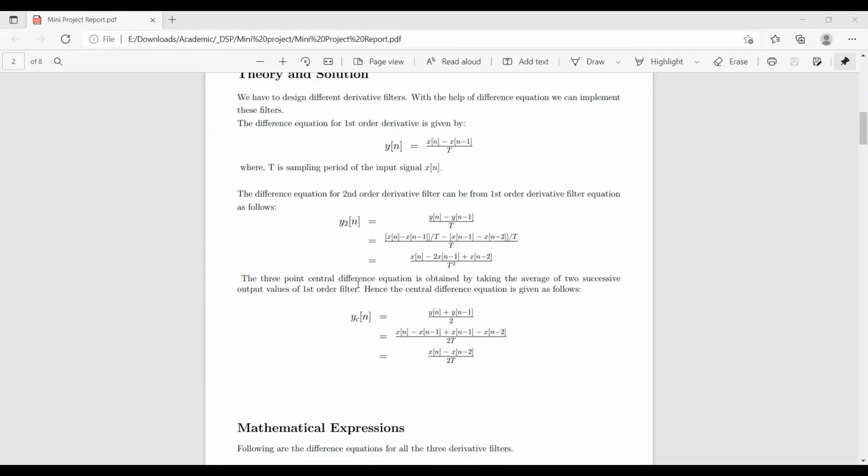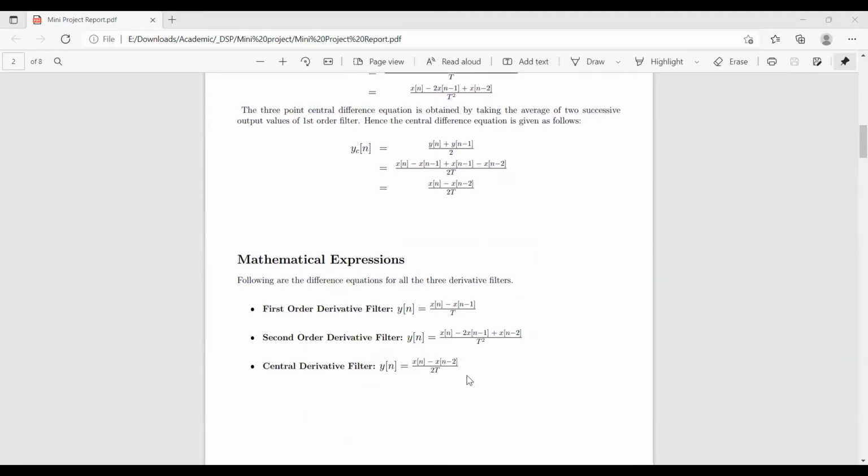And to get the difference equation for the central derivative filter, we have to take the average of two successive points of the first order derivative. So that is yc of n equals y of n plus y of n minus 1 by 2. Substitute the value of y of n in this expression. So we get this expression. Here x of n minus 1 and x of n minus 1 get cancelled, and we get the final expression as yc of n is equal to x of n minus x of n minus 2 by 2T. So we have obtained the difference equations for all the three derivative filters. We have just listed them here.